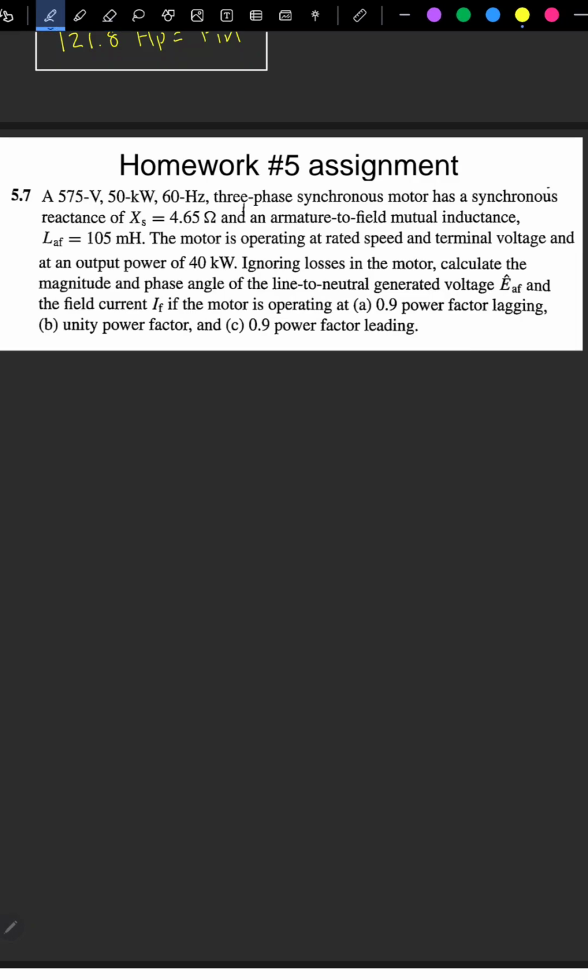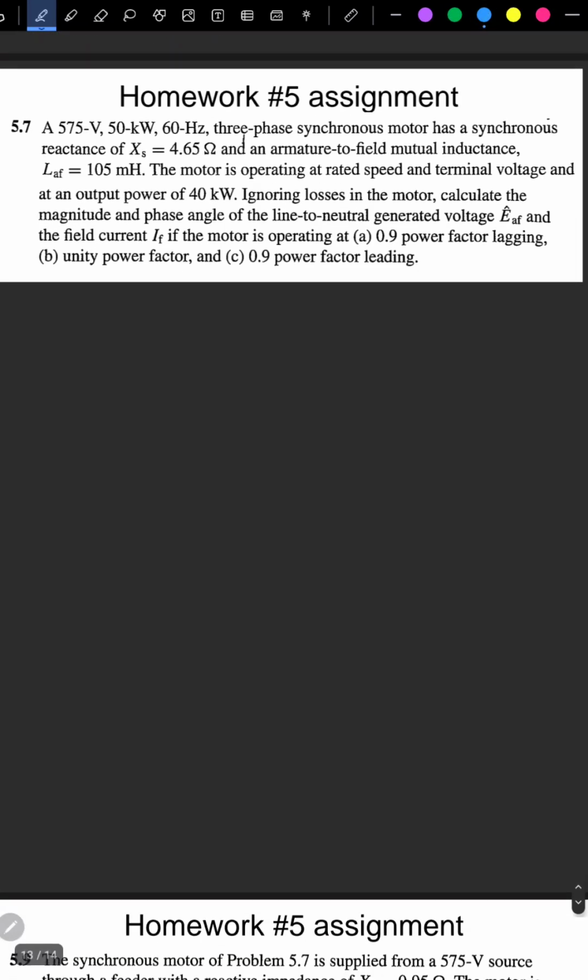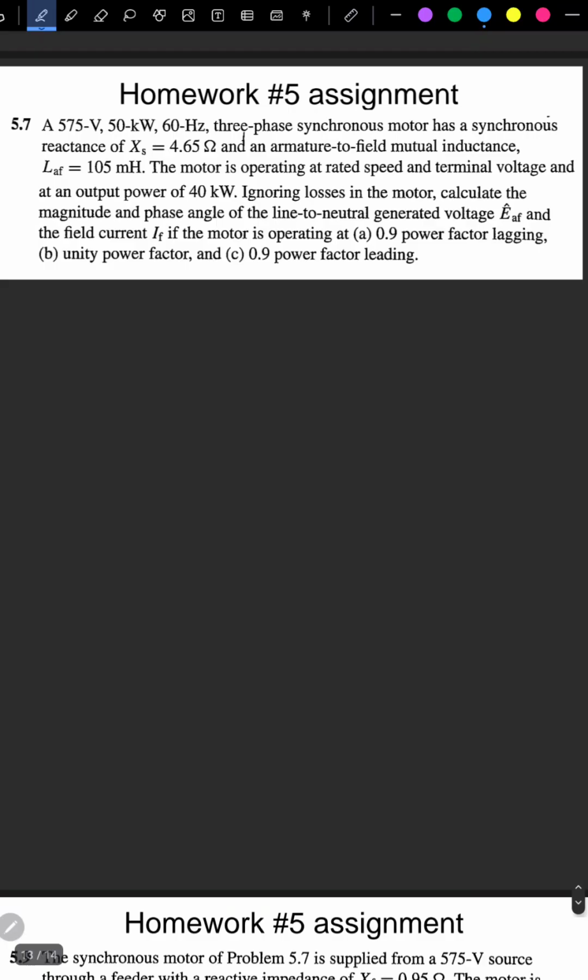So now I'm just going to do the homework question. I'm just going to do part A for each, because it's asking for all three different power factors, which is really simple. You just change the power factor, it's the same thing. So you guys could do that on your own time.